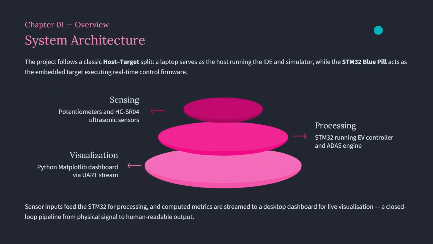Now, explaining the system architecture, our system uses a host-target architecture where the STM32 microcontroller processes all inputs in real time and sends processed data to the Python dashboard. What is important is what we provide, whether throttle, brake, or sensor distance. It is not isolated. Each parameter directly affects vehicle dynamics and safety decisions.